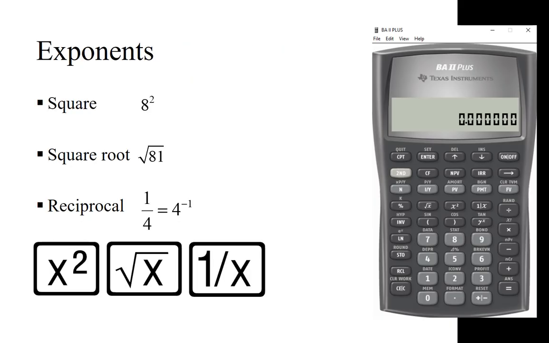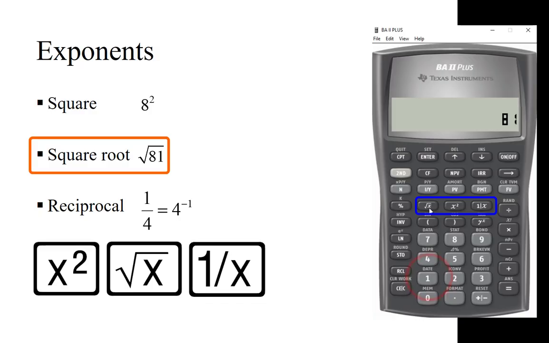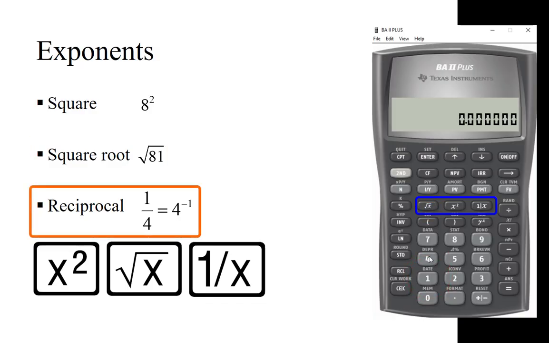The exponents are pretty straightforward as well. If we wanted to square something, so we have 8 x squared, we simply hit the x squared button. If we wanted to find the square root of a number, we could type in 81 first, and then our square root. And if we wanted to find the reciprocal of 4, or raise 4 to the minus 1 power, we could simply hit our number 4, and then 1 over x. And we'll know that 1/4 is 0.25.